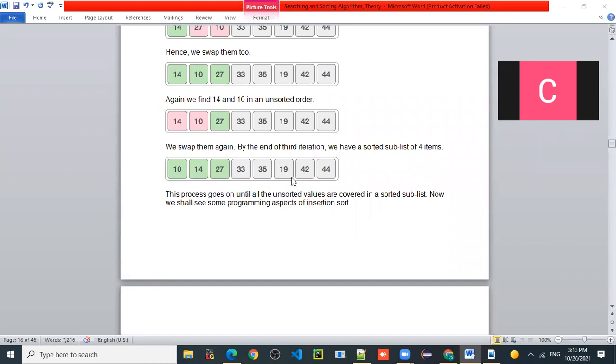Right? So after that, compare the next two, 42 and 35. It is not in sorted order, so 35 will be added in the sublist. After that, 42 and 44. 44 is smaller, so it will be added in the sublist, and 44 at the end. In this way, we complete a single iteration.